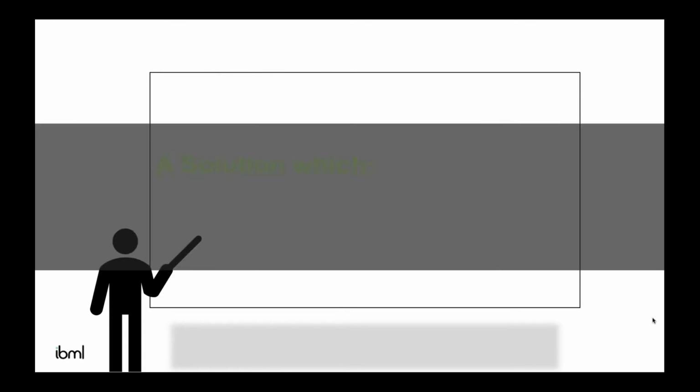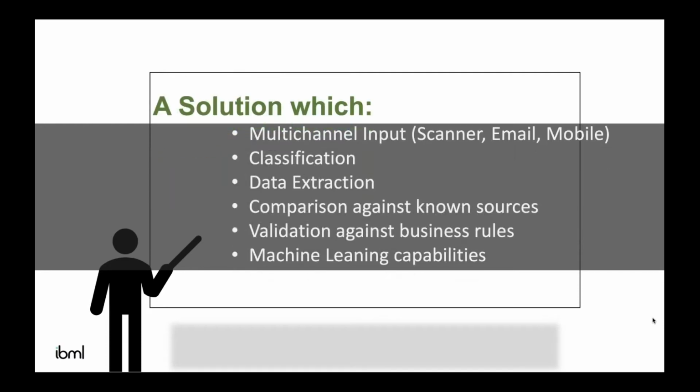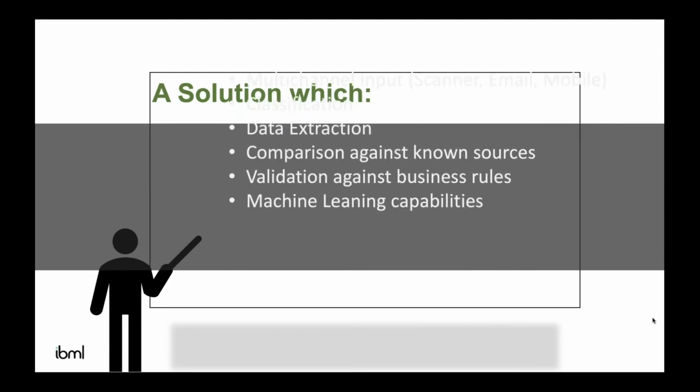The kind of solution organizations are looking for should be multi-channel input friendly. You should be able to classify documents based on the contents. Data extraction, be it text, table entries, or even at the database level should be there. One should be able to compare the results of your extraction against known sources, for example, database or the web. You should be able to validate such data against known business rules. And at the same time, any machine learning capabilities will be of a definite value add.